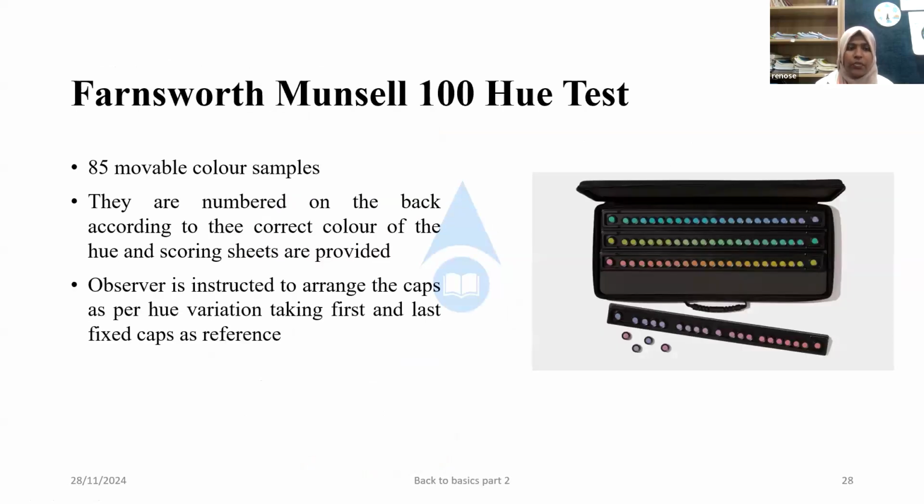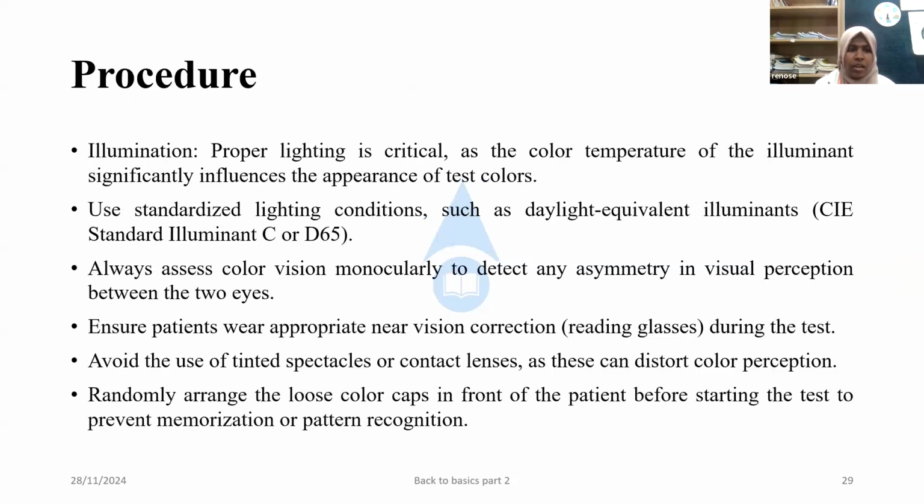Farnsworth-Munsell 100 Hue test: 85 movable color samples. They are numbered on the back according to the corrected color of the hue, and the scoring sheets are provided. The observer is instructed to arrange the caps as per hue variation, taking the first and last fixed caps as reference.